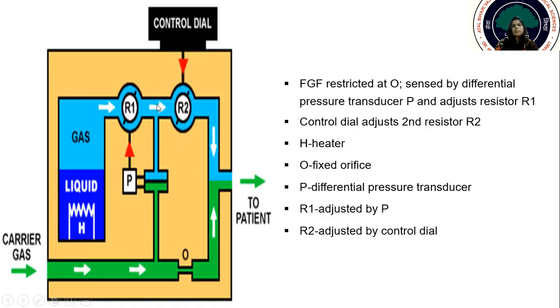Then it will flow further, and this is R2, which is controlled by the control dial. And further the pressure will reduce, and both the desflurane and fresh gas flow will come at the same pressure and get mixed over here, and a desired concentration, which is shown on the control dial as volume percentage, will be delivered to the patient.